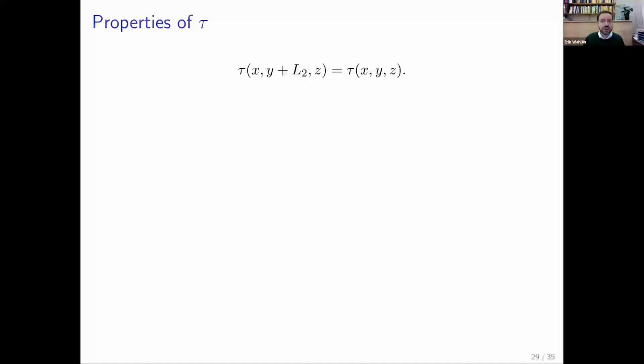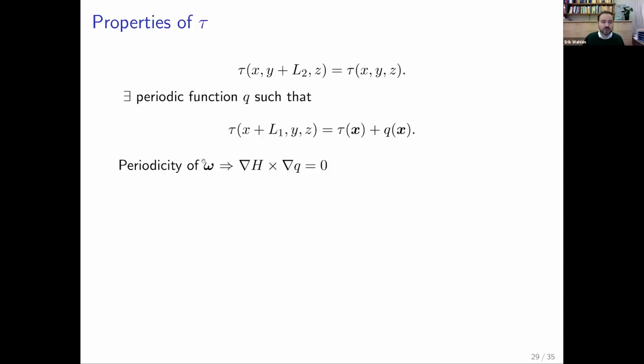Okay, so let's look a little bit at the properties of this function tau. It's periodic in the y direction, and it's not quite periodic in x, but almost. If you move one period in the x direction, then tau will increase by q, where q is a periodic function.